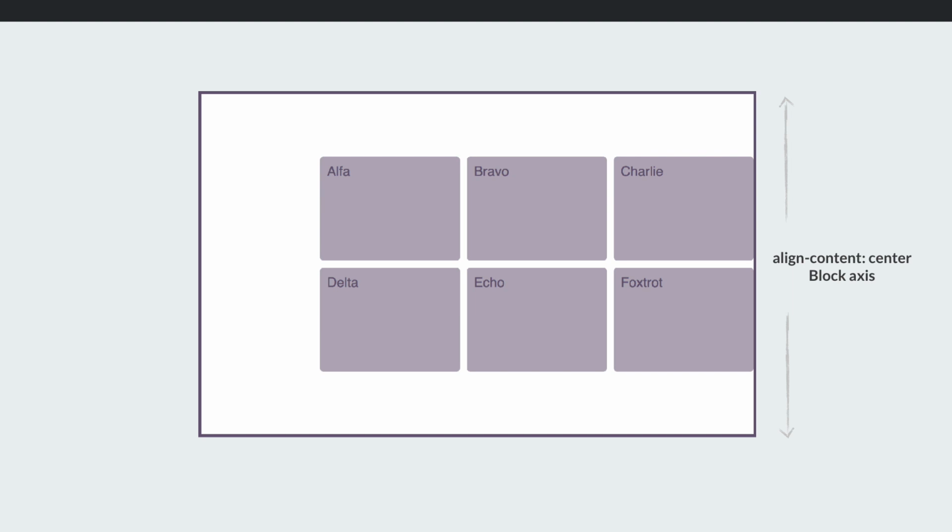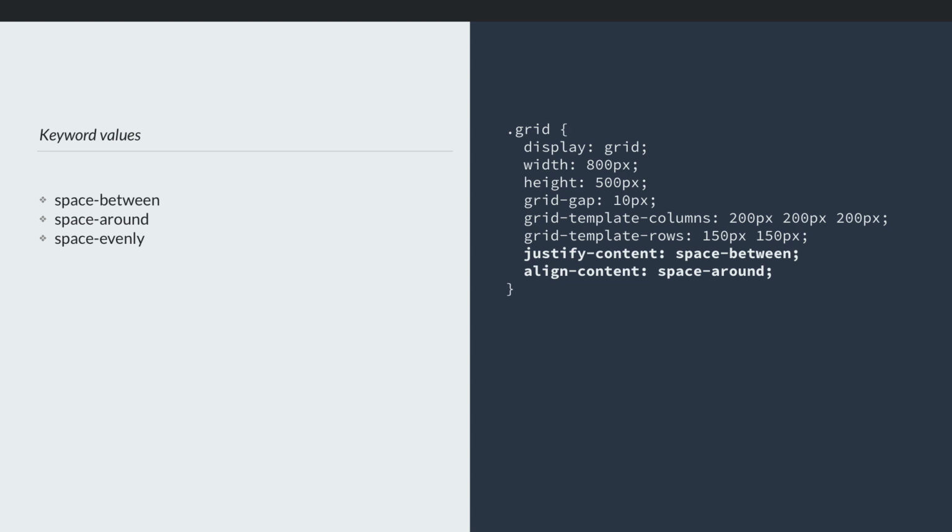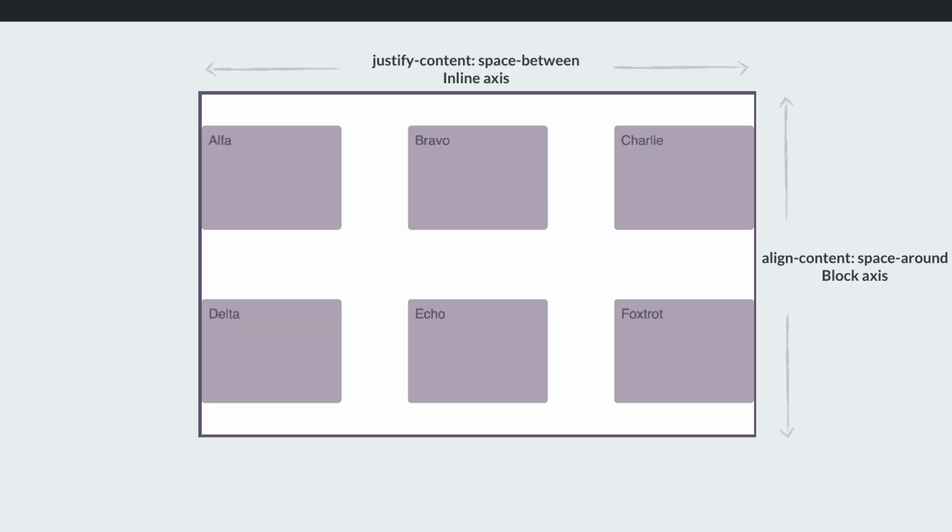So again, what we're doing here is distributing space. We decide where we want the tracks to be, and then that's what happens with the space around them. Now you've used Flexbox, I'm sure you've used space between, space around, or space evenly. We can use those in grid layout as well. We can set justify content and align content to one of those space distribution keywords. And so then you end up with everything spread out like this.